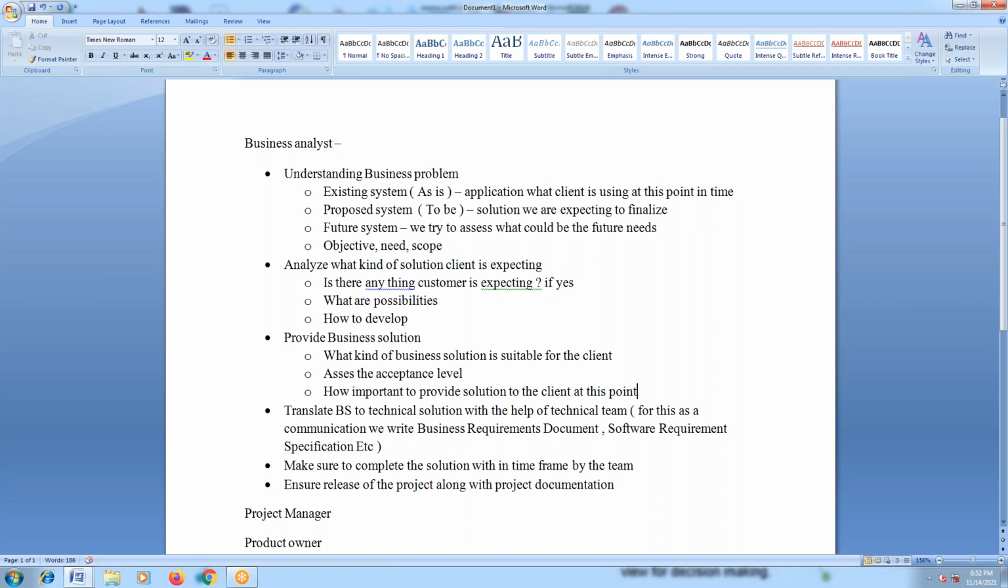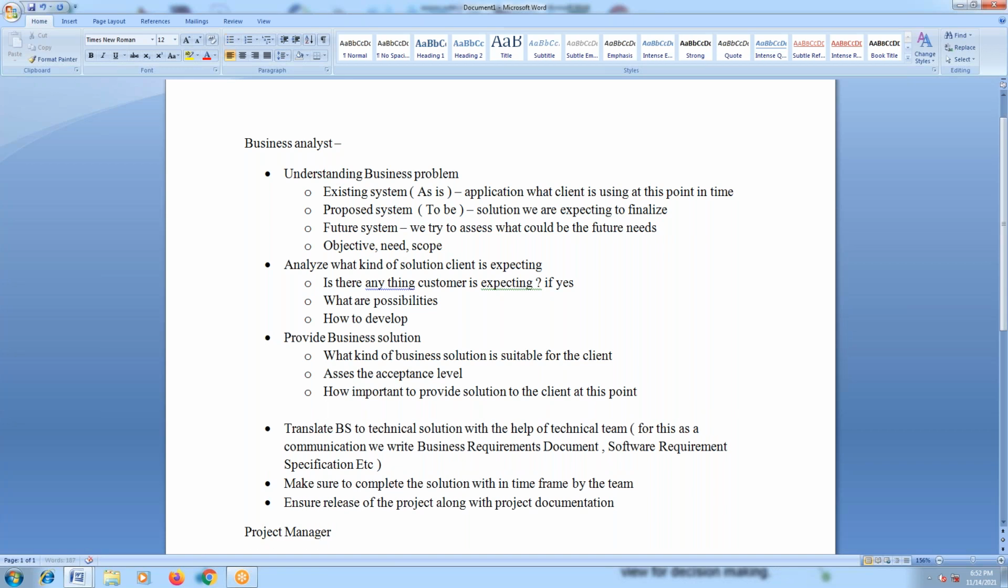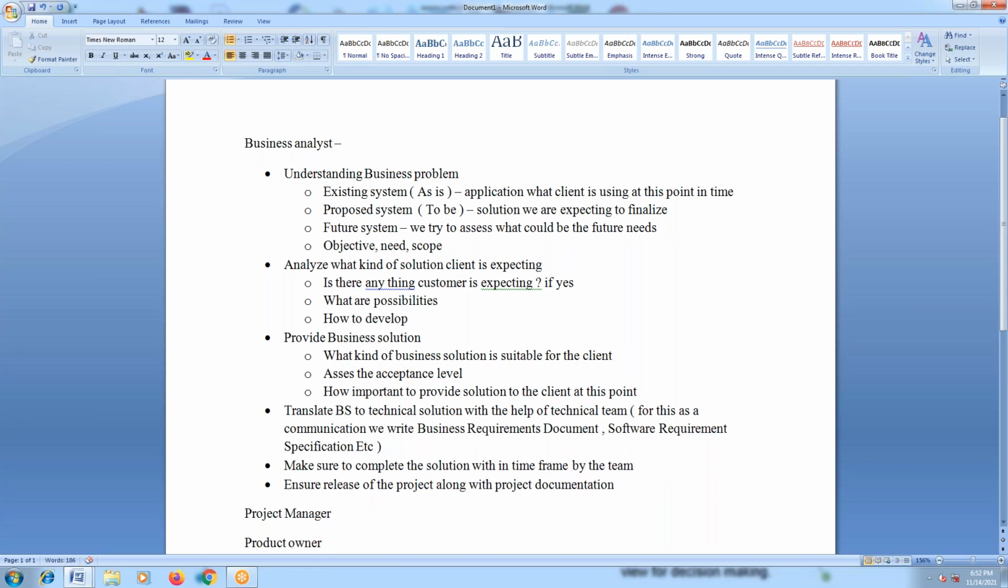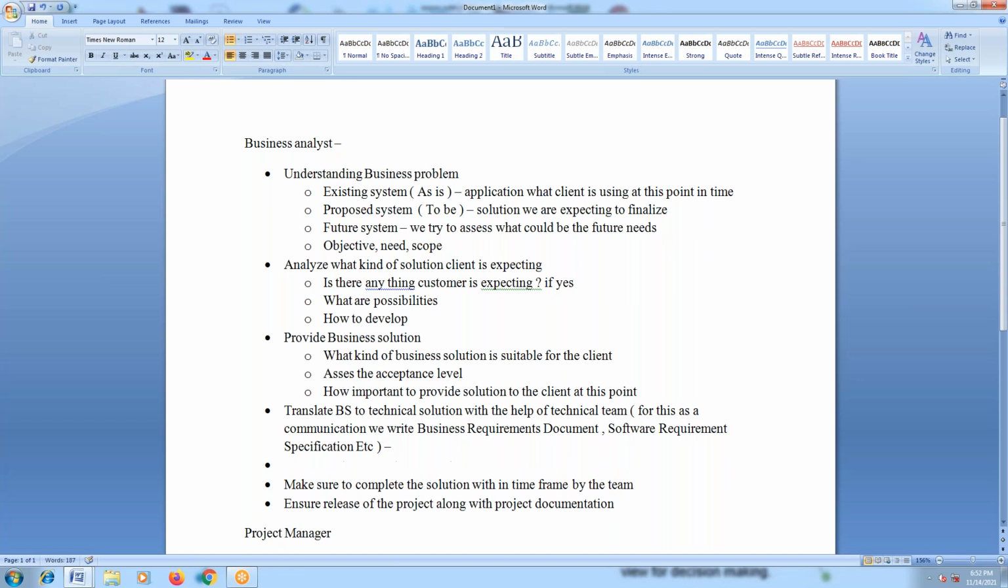Next, translating all these into a technical solution, with the help of the technical team. Here we have to see the possibility of development, right? That also we have to see here, with the help of the technical team.